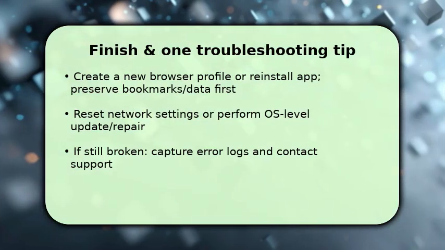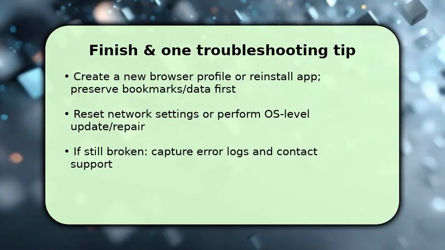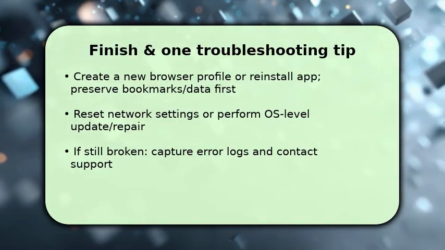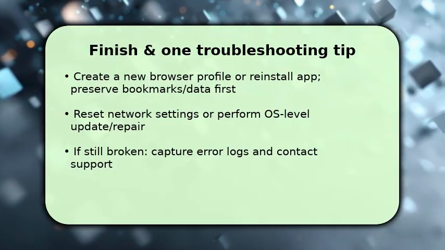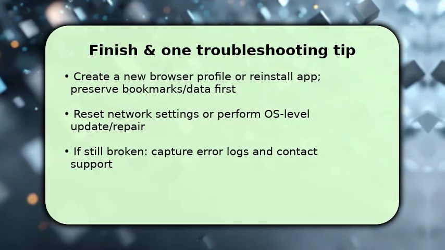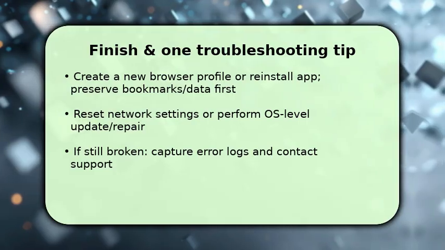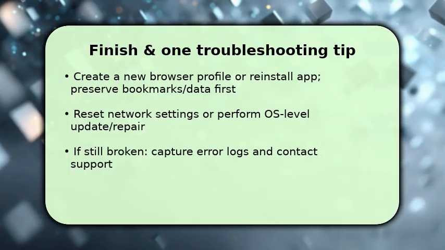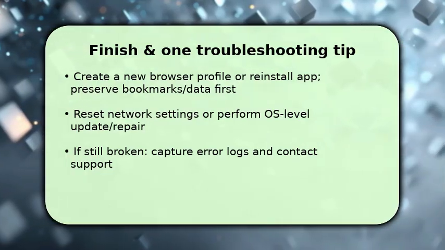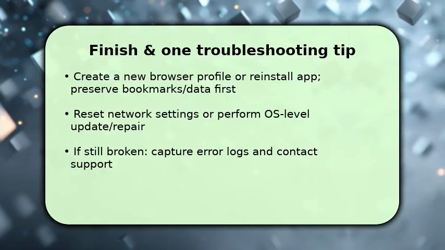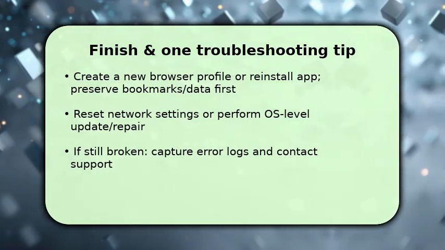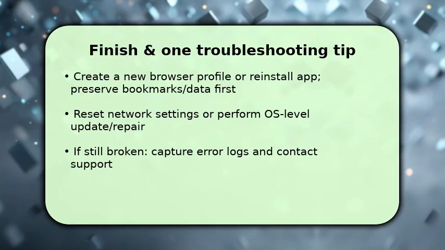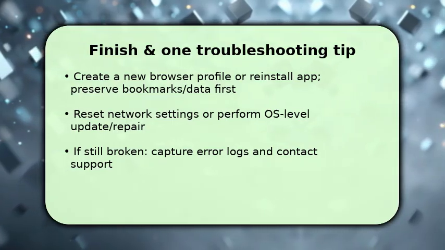To finish, you apply final corrective measures that restore a clean environment. Create a fresh browser profile or reinstall the Google app after exporting bookmarks and settings. Reinstalling removes corrupted program files. Reset network settings or run OS updates and repairs to fix low-level drivers and certificates. If the issue remains, capture error messages, timestamps, and console/network logs so you have evidence.